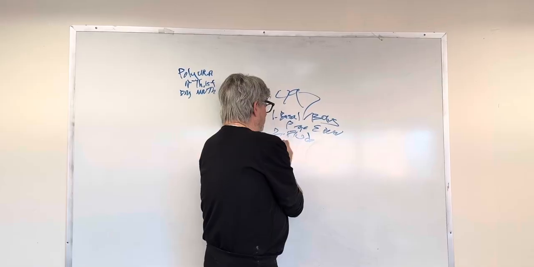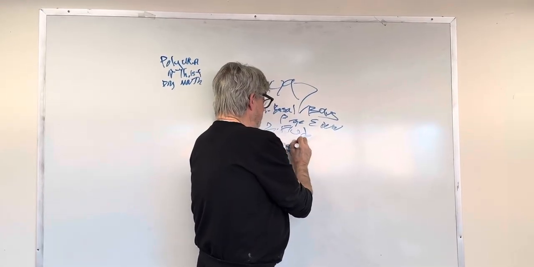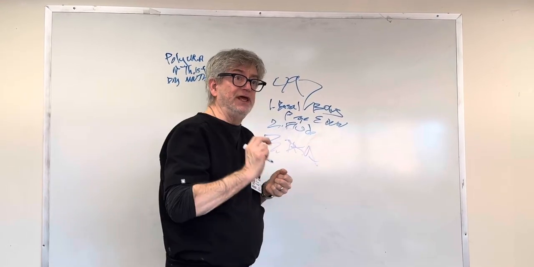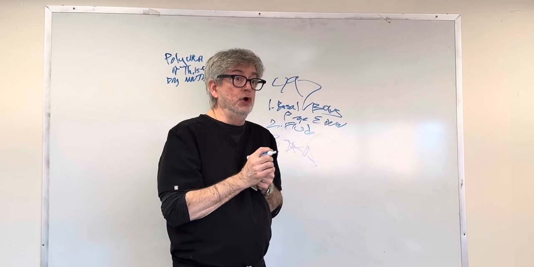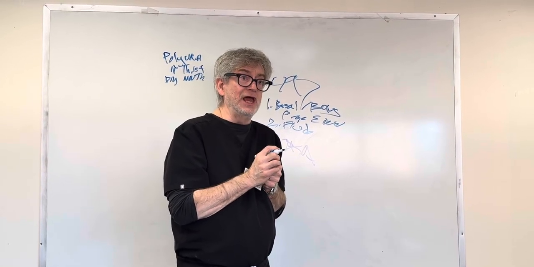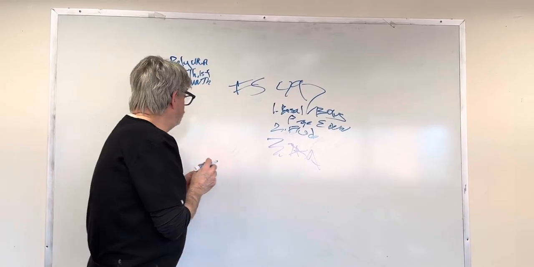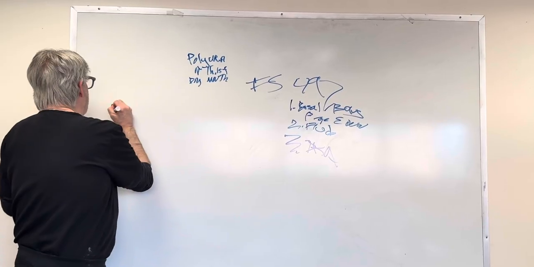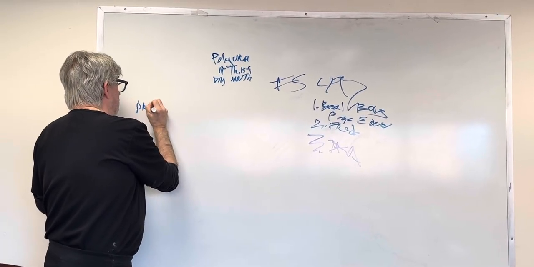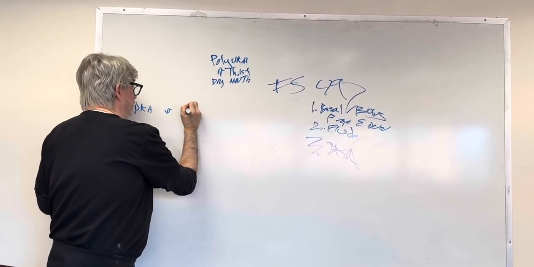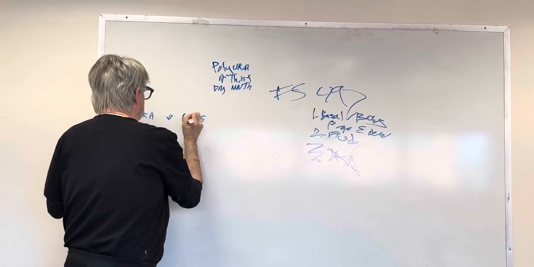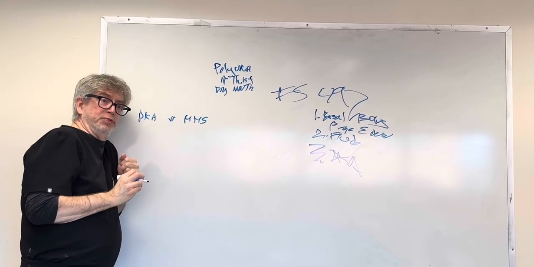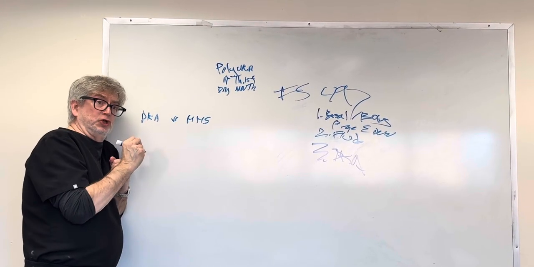The next thing is, is she in DKA? She's probably not in DKA or in the beginnings of DKA. Okay? If she were in DKA versus hyperglycemic hyperosmolar state, normally they have lower blood sugars and they have no insulin at all.